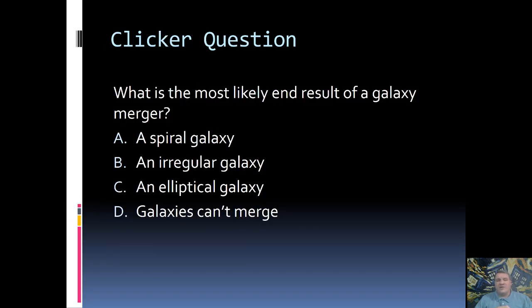Here is our fourth lecture quiz question. What is the most likely end result of a galaxy merger? A, a spiral galaxy; B, an irregular galaxy; C, an elliptical galaxy; or D, galaxies can't merge. Go ahead and think about it, and we'll discuss in just a bit.